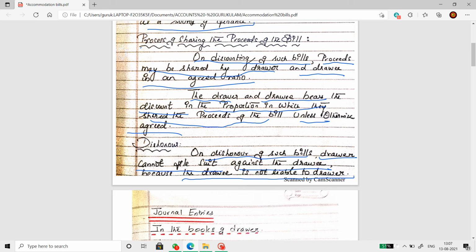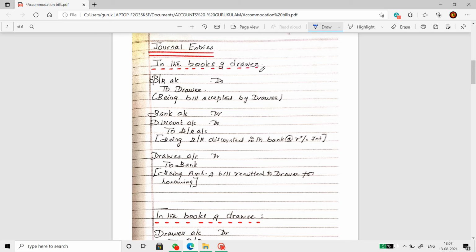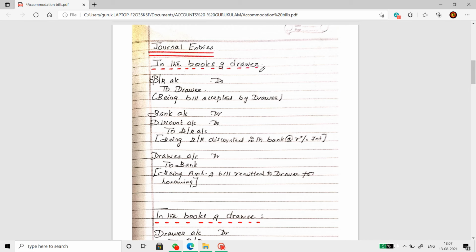Okay. Now, journal entry concerning accommodation bills. Well, the journal entry is just the same as we do it for the other bills. Journal entry in the books of the drawer. The drawer is the person who makes the bill. The drawee is the person who accepts the bill. So in the books of the drawer, bills receivable account is debited, drawee account is credited. This is when the bill is accepted by the drawee. When the bill is discounted by the drawer, bank account is debited, discount account is debited for the discounting charges, bills receivable account is credited.